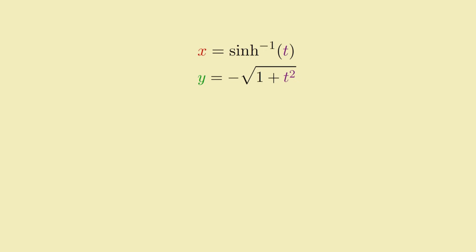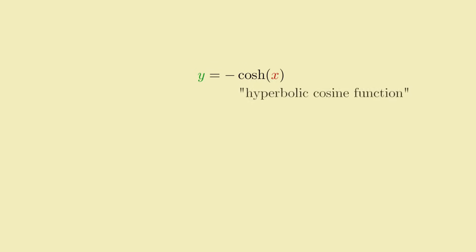But actually, it turns out it simplifies quite a bit if we turn these parametric equations back into a simple Cartesian equation by eliminating the parameter t. If you solve for t in terms of x, and plug it into our formula for y, you get that y is equal to the negative square root of 1 plus the hyperbolic sine function squared of x, which turns out simplifies into just negative cosh of x, where cosh is this thing called the hyperbolic cosine function.